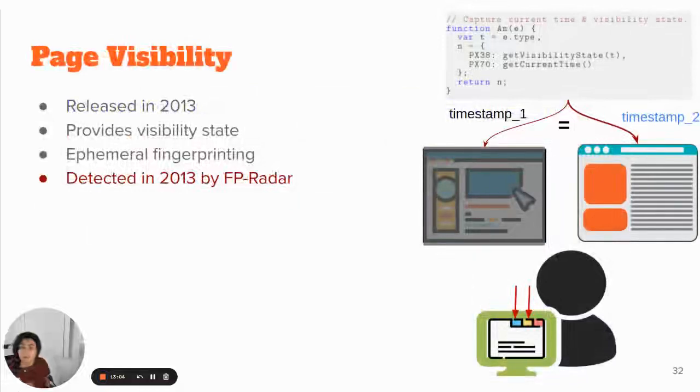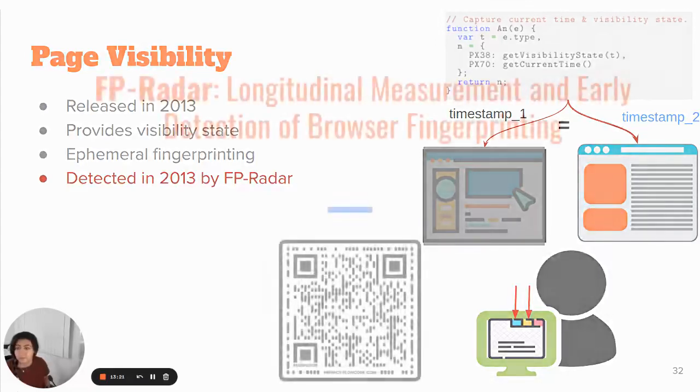We have also detected use of other API keywords, including page visibility, a number of API keywords in the web worker, gamepad, and clipboard API. But because of time limitation, I can't go through them, but you can read more about them in our paper.